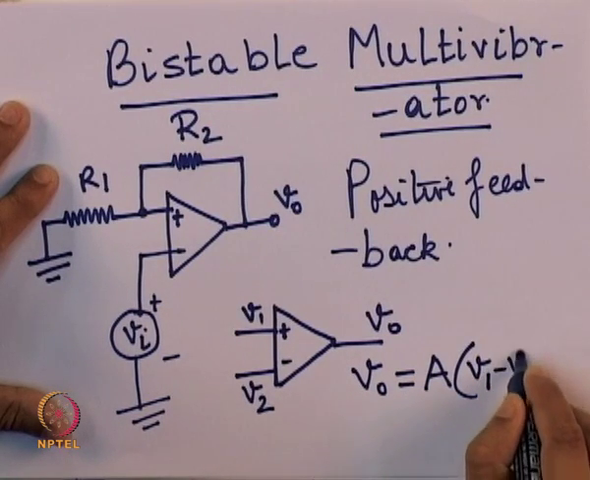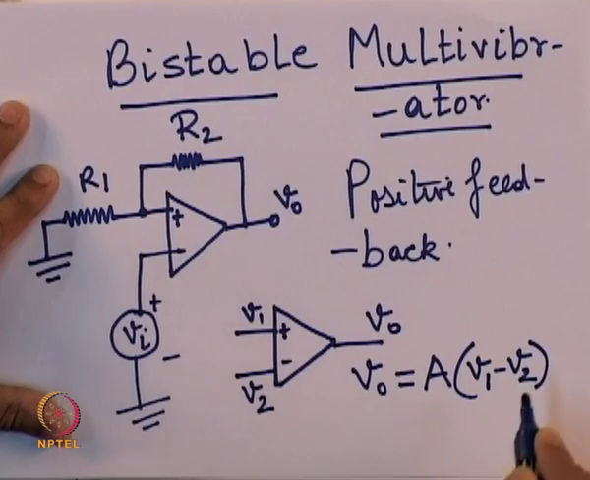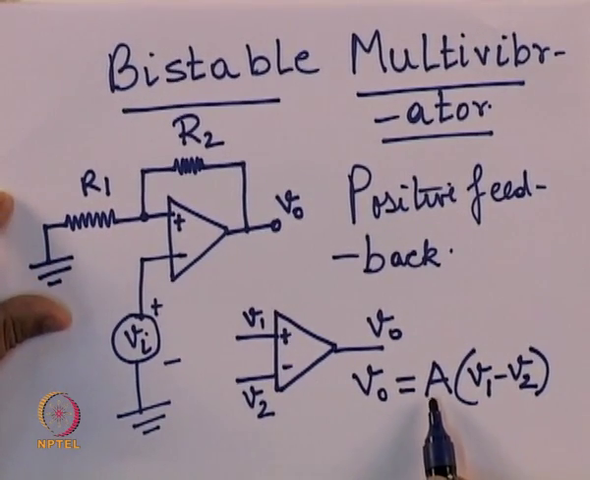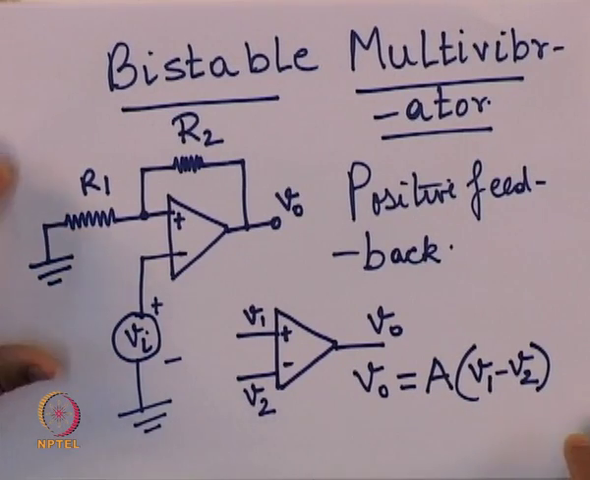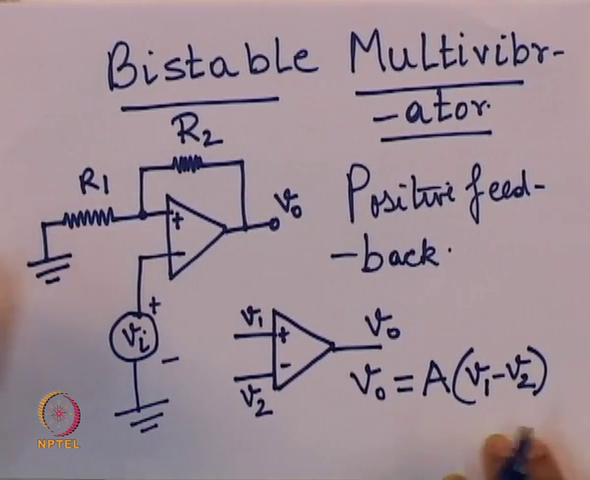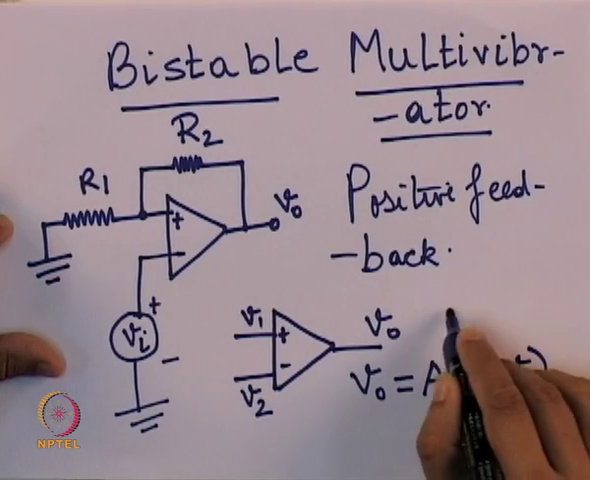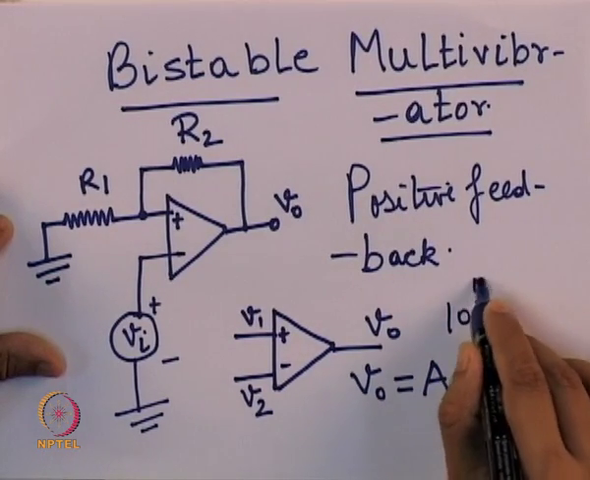This is the equation for the output voltage, and as we know, the gain A, this capital A, of this op amp is quite high. Ideally it is supposed to be infinite, but for real op amps also it is quite high. In fact, it could be as high as 10 raised to 5.